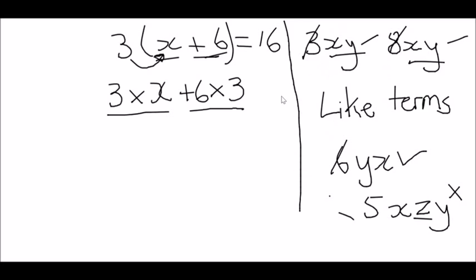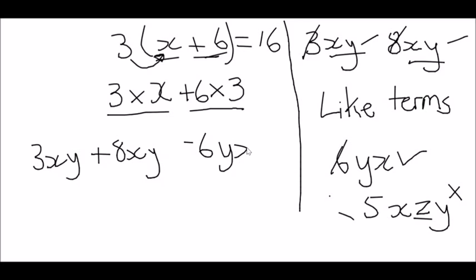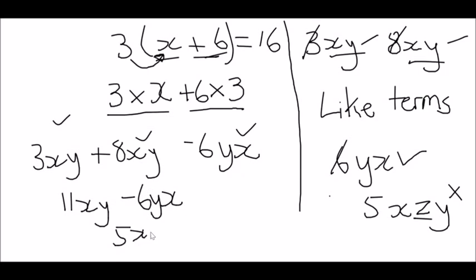Say if I had 3xy plus 8xy minus 6yx. Yes, they're all like terms. That's a like term, that's a like term, that's a like term. So I can add and subtract them. 8xy plus 3xy means I get 11xy. 11xy minus the 6yx, so 11 minus 6 gives me 5xy. So that's all that like terms means, that I can add and subtract them. It's important that you remember that. We did that earlier in the year, so it is really important that you actually remember that.